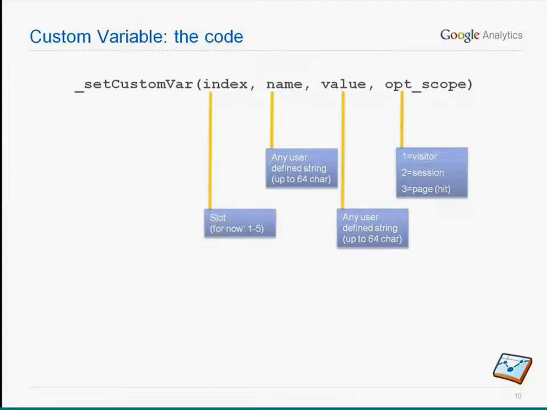Lastly, there is what we call index in the functional signature, but it's also called slot. At the moment, March 2010, valid values for index are 1 to 5, but that's a temporary number, and that number could increase in the future.